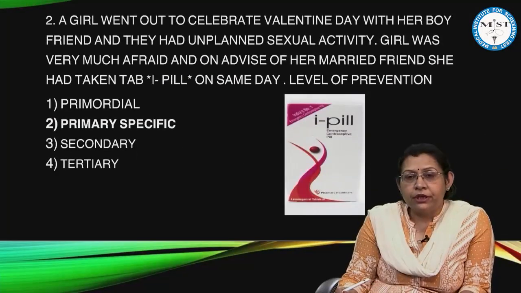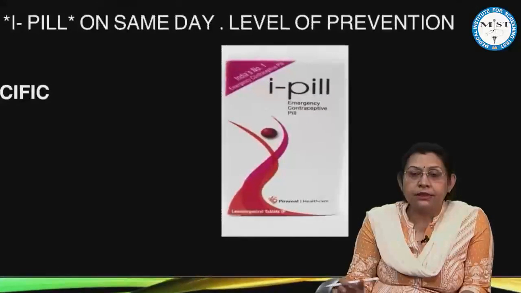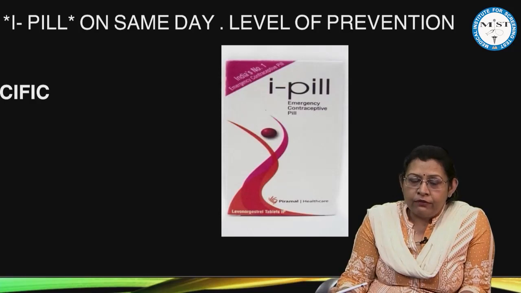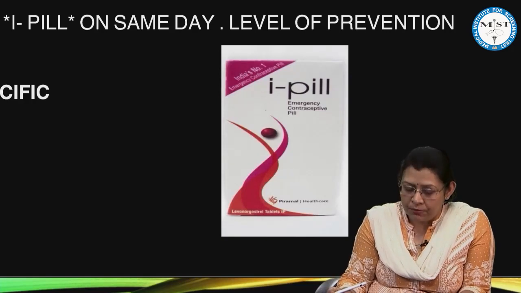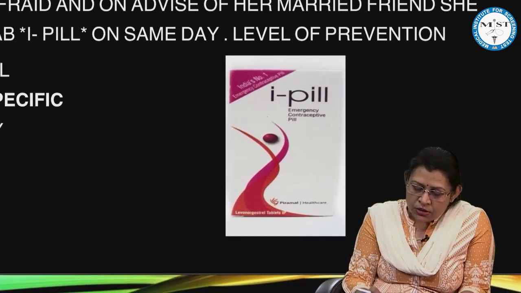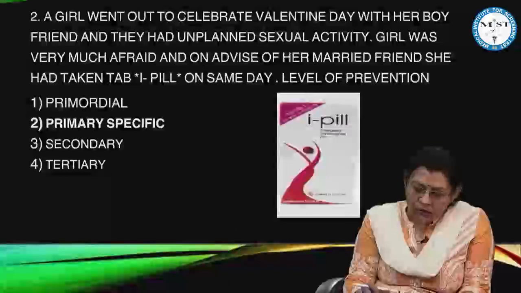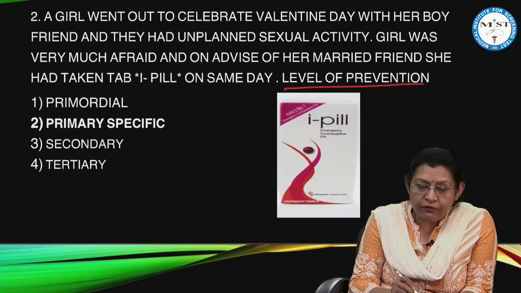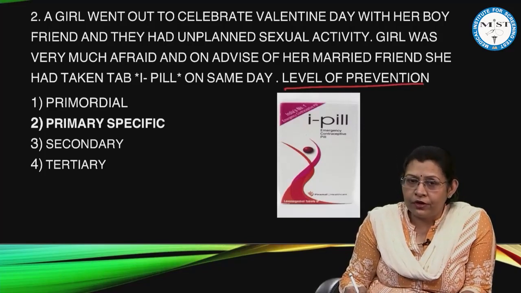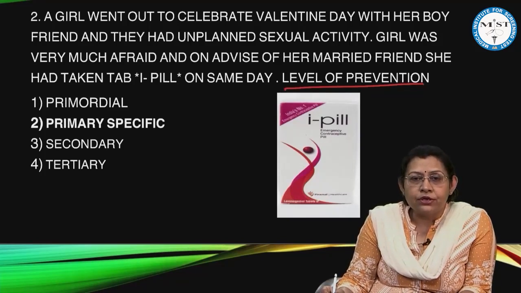Now, the next question is, as again you could see, an image-based question, and in the image you could see the image of I-Pill, and we all know that I-Pill is what? It is an emergency contraceptive pill. So, it is something related to emergency contraception. Now, what does the last line say? The last line asks what is the level of prevention? So, again they are asking about the level of prevention, and the options are primordial, primary specific, secondary or tertiary.